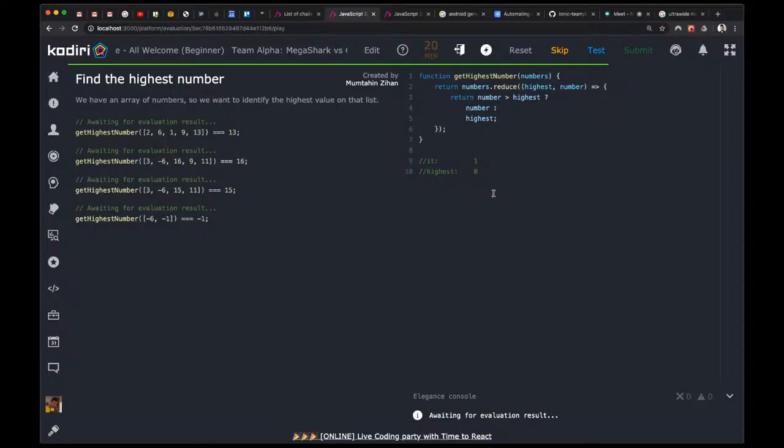If there is no default value, if I put here Boris, the first value of highest will be Boris. However, if I don't provide any value, then the initial value of highest will be the first element of the array. So it will be 2.